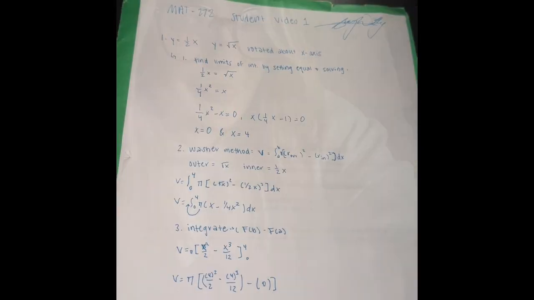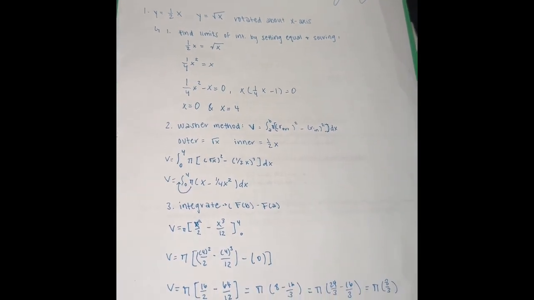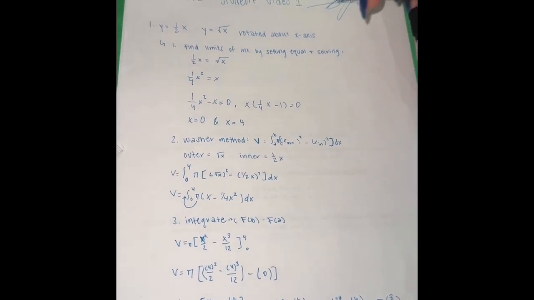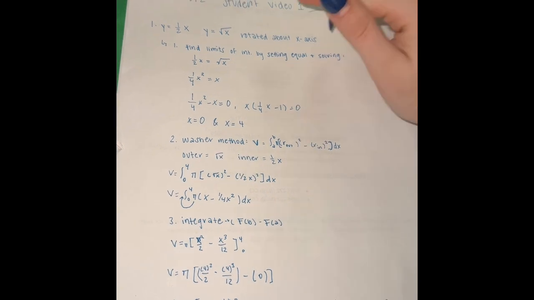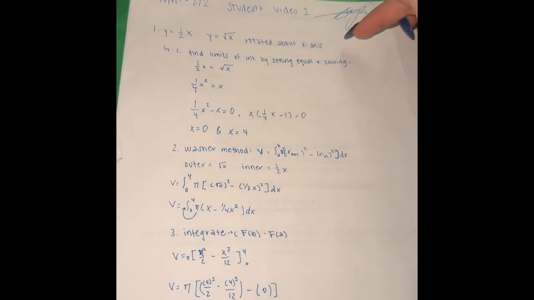Hey, my name's Avery, and in this video we're going to be doing two problems dealing with the disk method and the shell method. So in this first problem we're going to be using the disk method to find the volume that is created when you rotate these two lines about the x-axis.